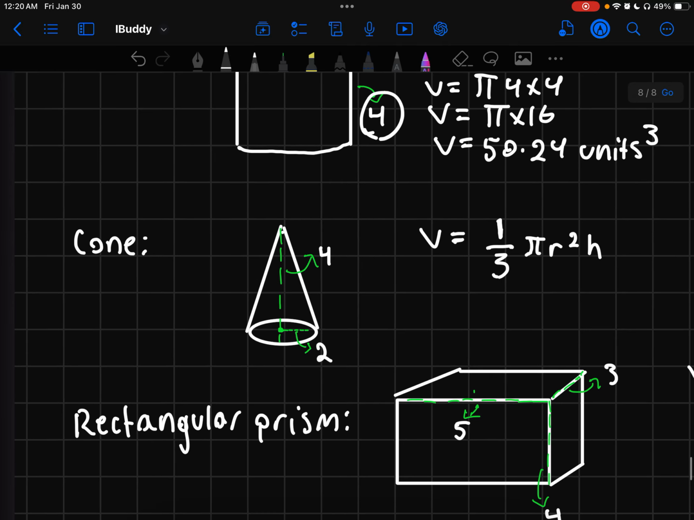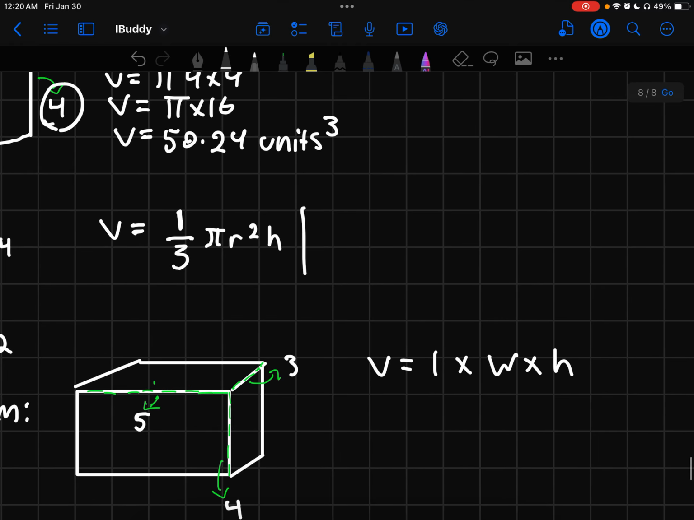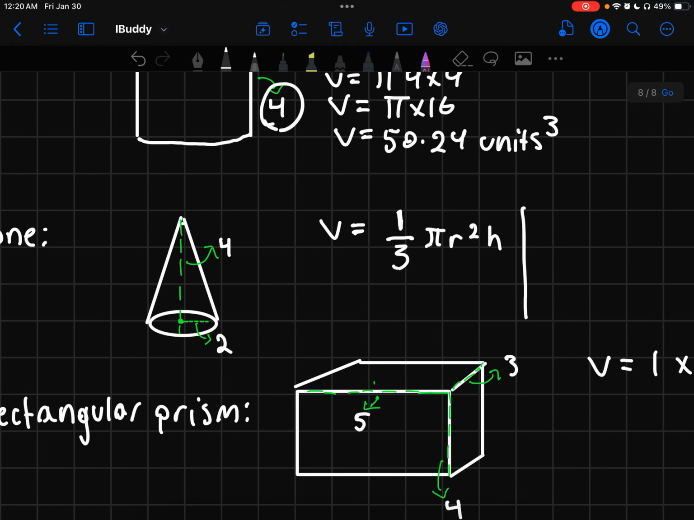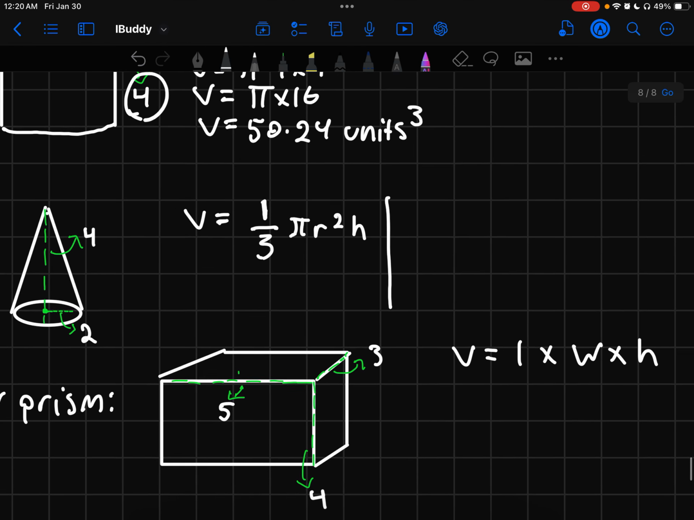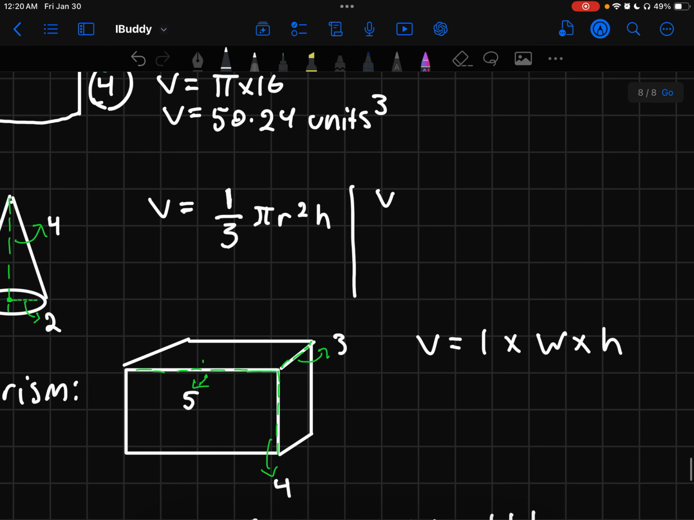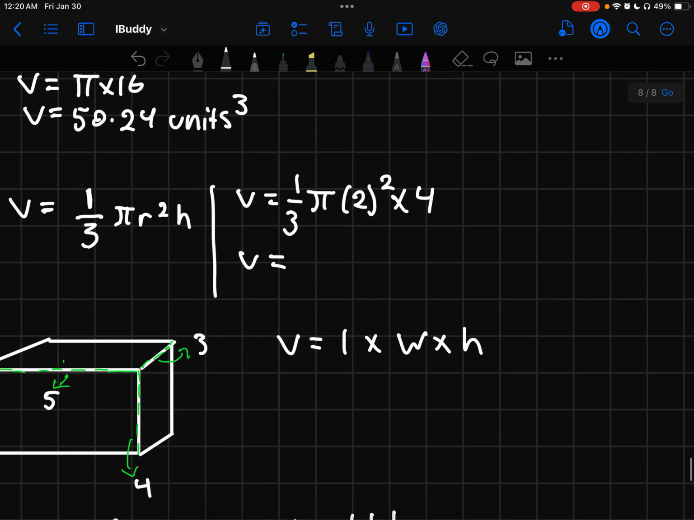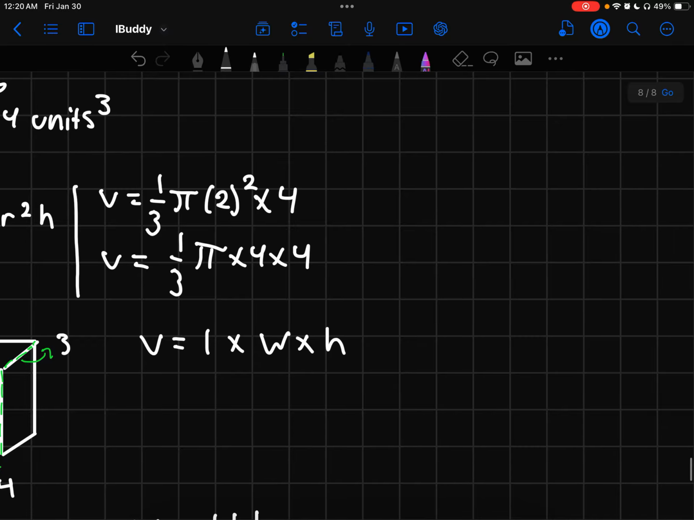Now moving on, the cone. So this is the formula for the cone. V is equal to 1 over 3 times pi r squared times h. So we can see that the radius here is 2. So V equals 1 over 3 pi 2 squared times 4. Now we can start solving this. V is equal to 1 over 3 pi times 4 times 4.